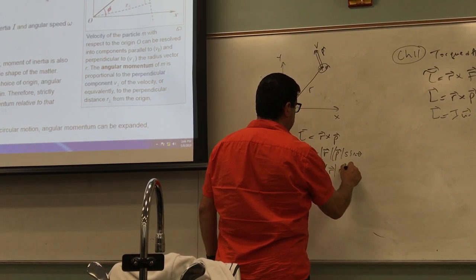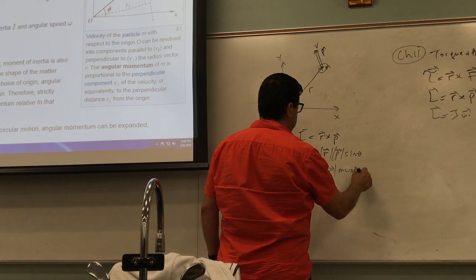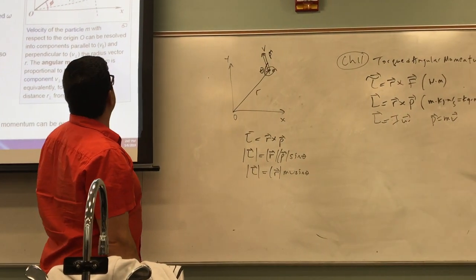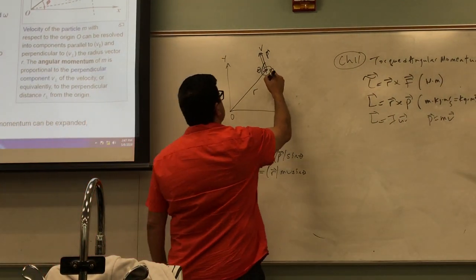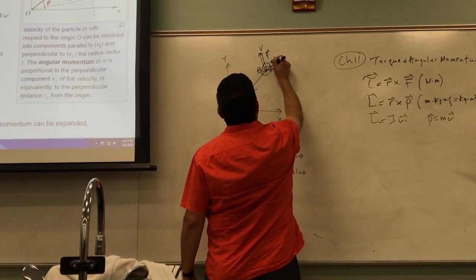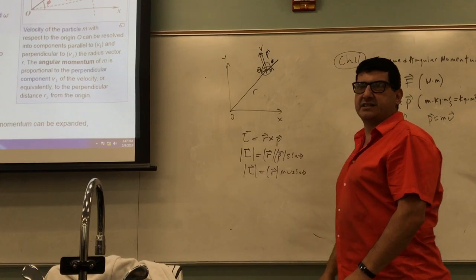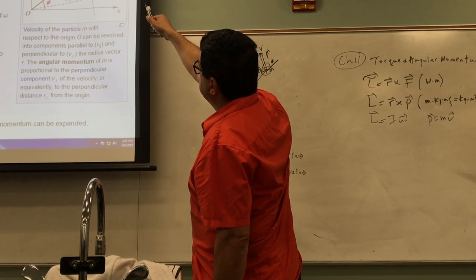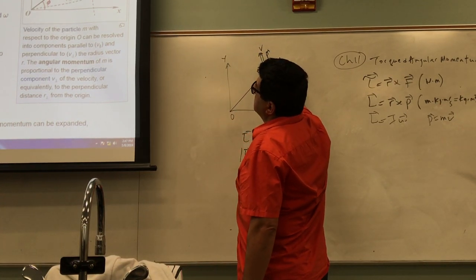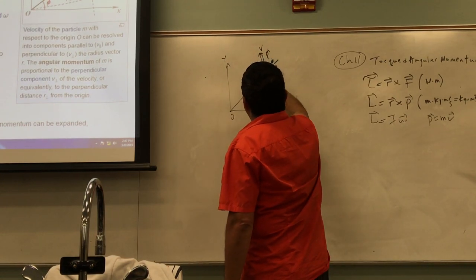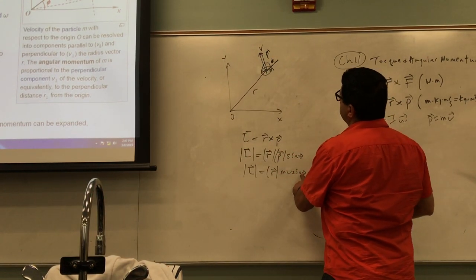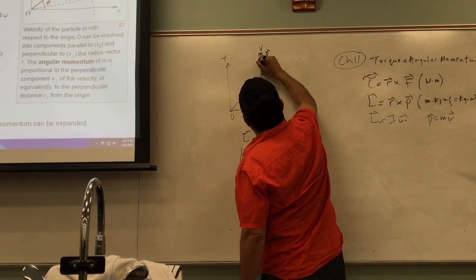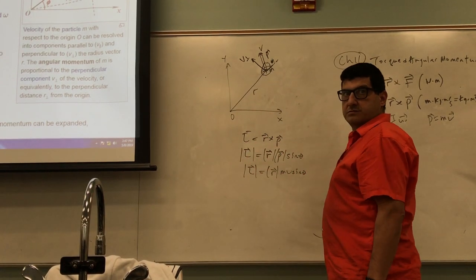p is going to be mv, times sine of theta. But which theta is it? It's this theta, or you can even say it's this theta. It doesn't matter which of these two I take the sine of, I still get the same answer. The way they define theta is this one here. So what's the geometrical meaning of that? If you do v sine theta, it gives you this component of the v, the perpendicular component, v perpendicular.